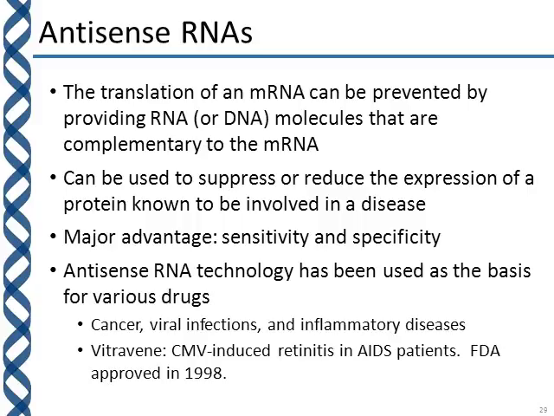Antisense RNAs can be used to suppress or reduce the expression of a protein known to be involved in a disease. The major advantage of using antisense RNAs is their sensitivity and specificity. Antisense RNA technology has been used as the basis for various drugs, both in cancer, viral infections, and inflammatory diseases. For example, Vitravene has been used for CMV-induced retinitis in AIDS patients, and it was approved by the FDA in 1998.